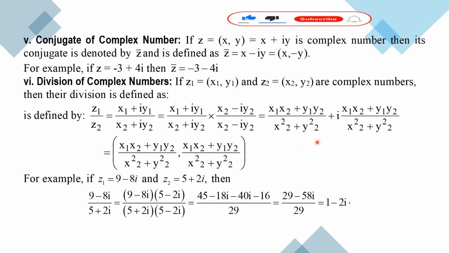So you can write it in ordered pairs. So it becomes that ordered pair. Z1 is 9 minus something, Z2 is equal to 5 plus 2 iota. So similarly, in this way you will solve it and you will have 1 minus 2 iota after simplification.